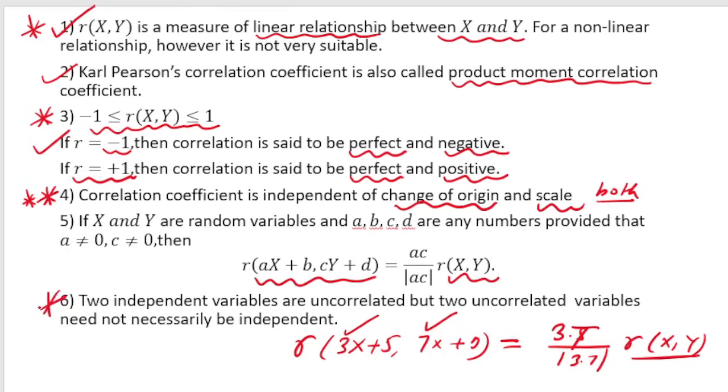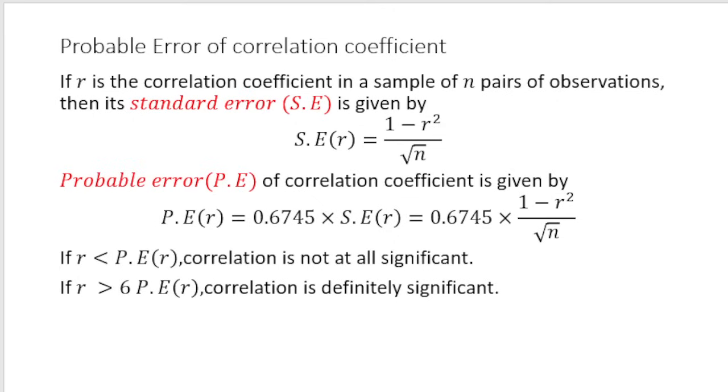Now this is another important property: two independent variables are uncorrelated, right? Two independent variables are uncorrelated, but two uncorrelated variables need not necessarily be independent. So keep these properties in mind. This is also sometimes asked in multiple choice questions: the probable error of the correlation coefficient. First of all we define something known as the standard error. The standard error is defined as 1 minus r square by under root n, where n is the number of observations or number of pairs of observations, like how many pairs of x and y are given, and r is the correlation coefficient.